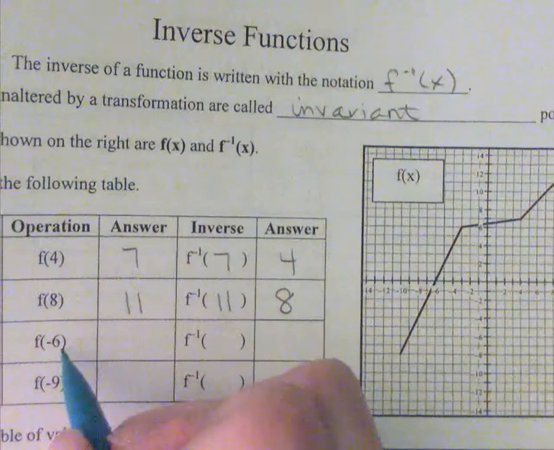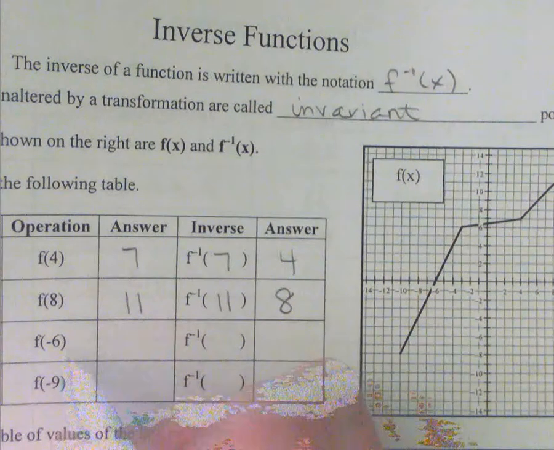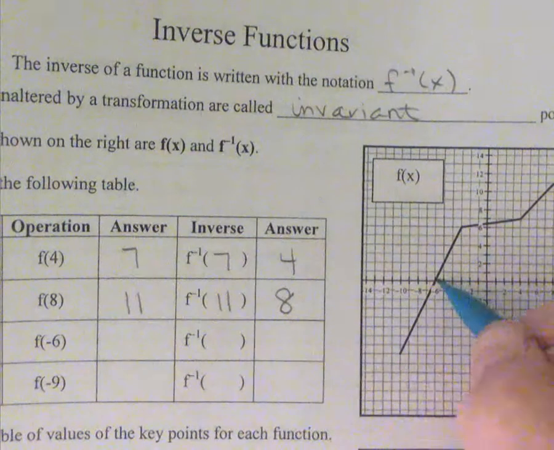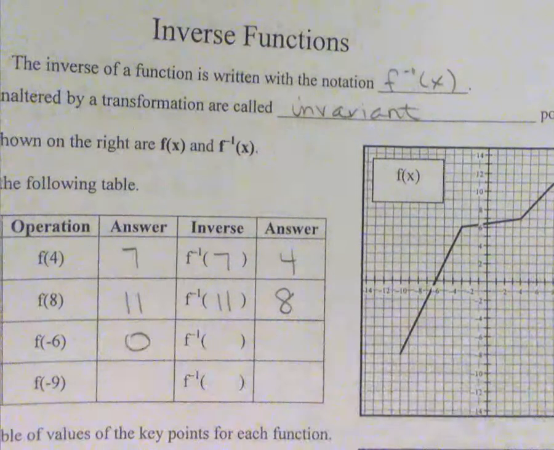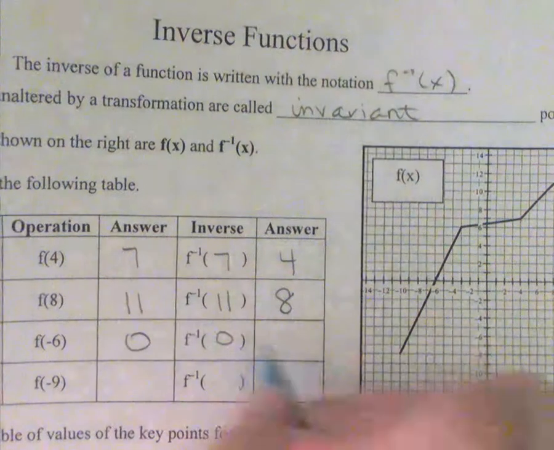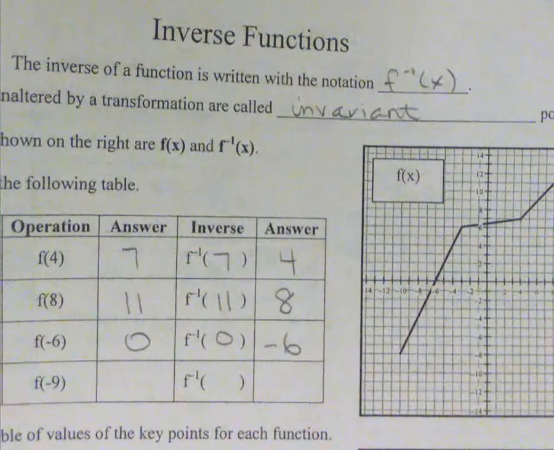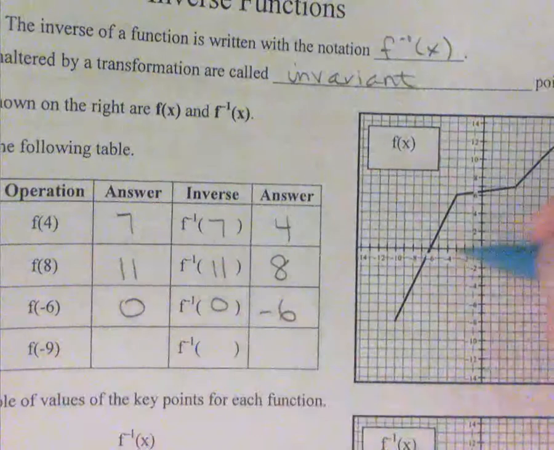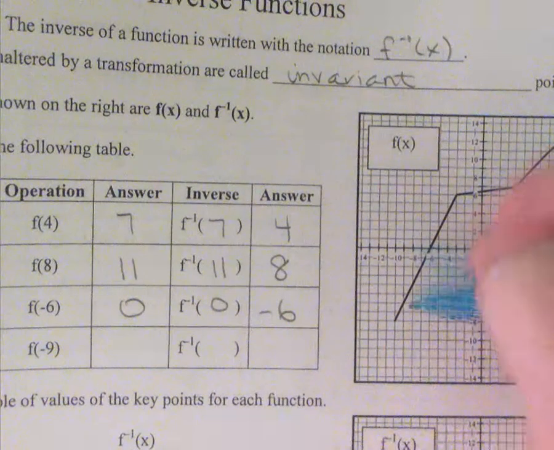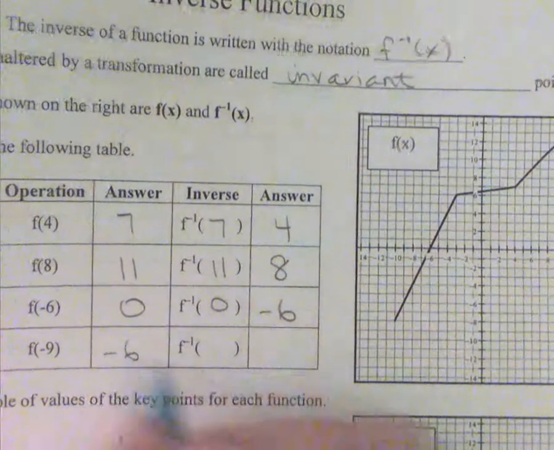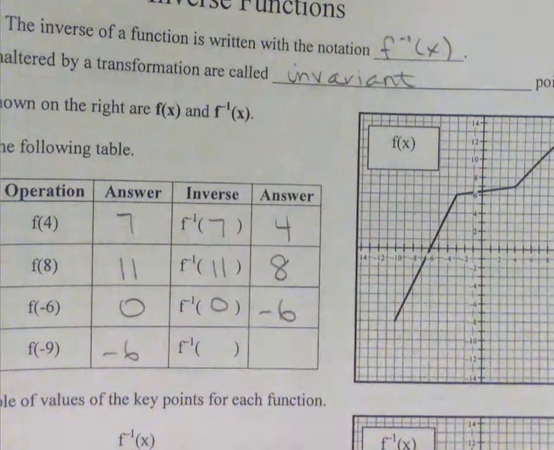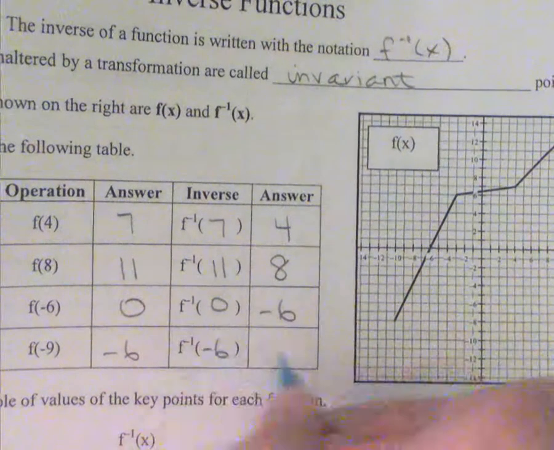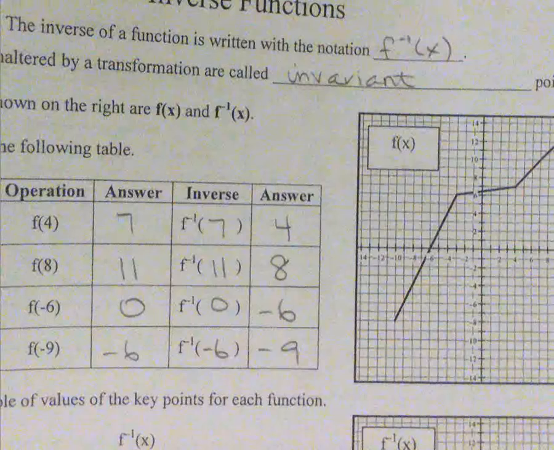If I do f at -6, so at -6 I get 0. If I do f inverse at 0, I get -6. If I do -9 for f, so at -9, I get -6. So f inverse at -6 will be -9.